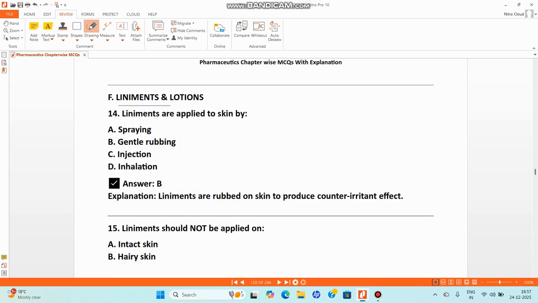Next question is coming from liniment and lotion. Liniments are applied to skin by gentle rubbing. This is very, very important, that is gentle rubbing. Answer will be B. Liniments are rubbed on the skin to produce a counter-irritant effect.